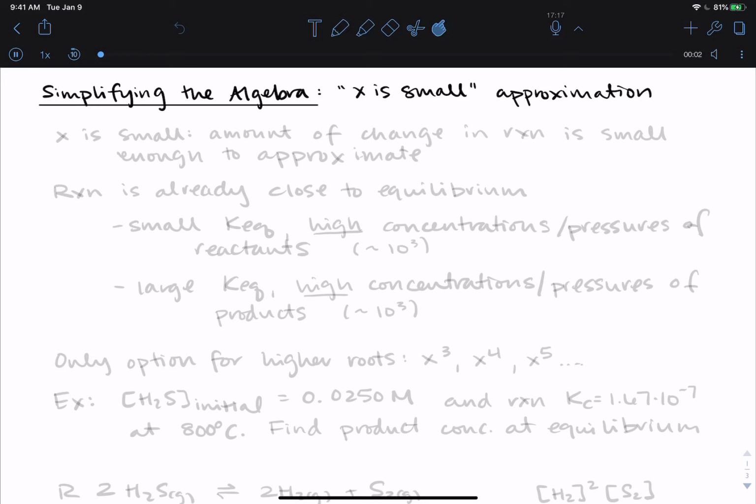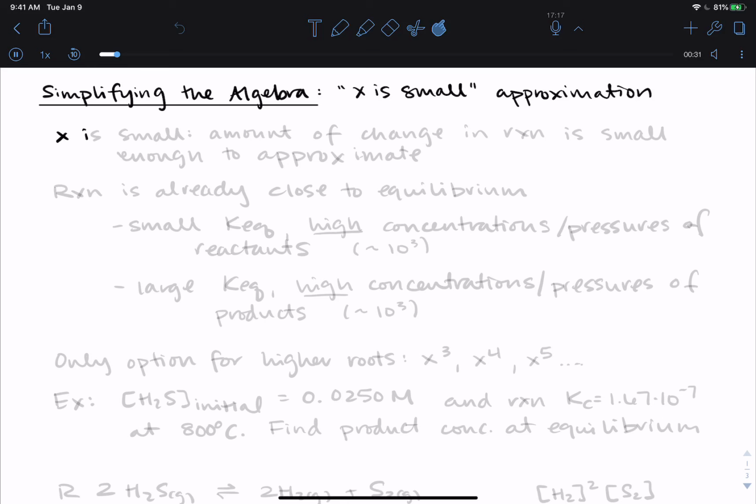So now that you've spent all of this time remastering the quadratic formula, let's talk about the ways that you can avoid having to use it. You've seen some examples where you might get lucky and have a perfect square in your solution, but we're going to talk about when that doesn't happen, and we're looking for ways to simplify the algebra.